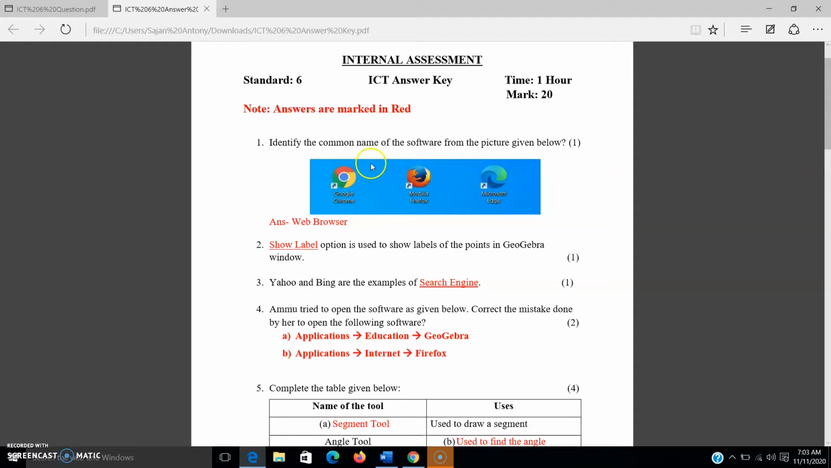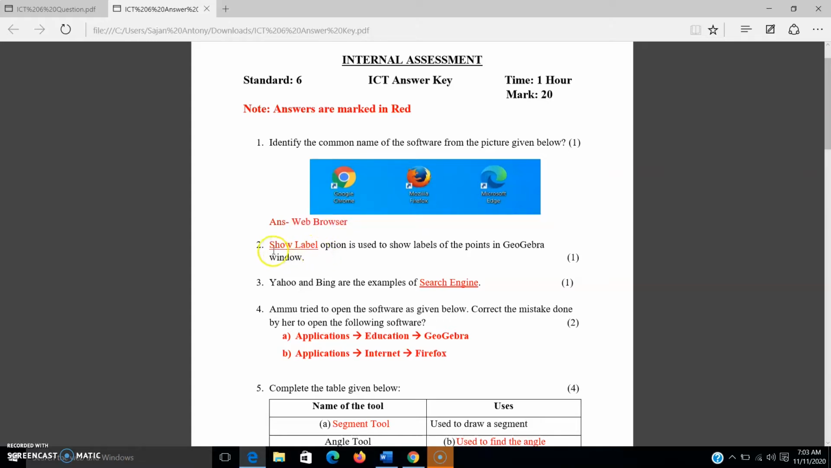This picture represents what? Which software? Yes, the answer is web browser. Google Chrome, Mozilla Firefox, Microsoft Edge. These three are commonly known as what? Web browser. So the answer is web browser.